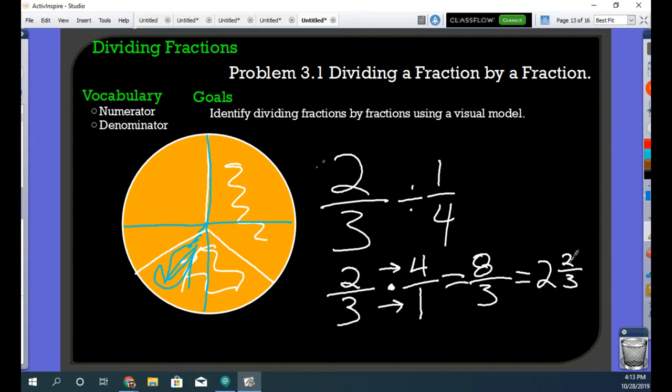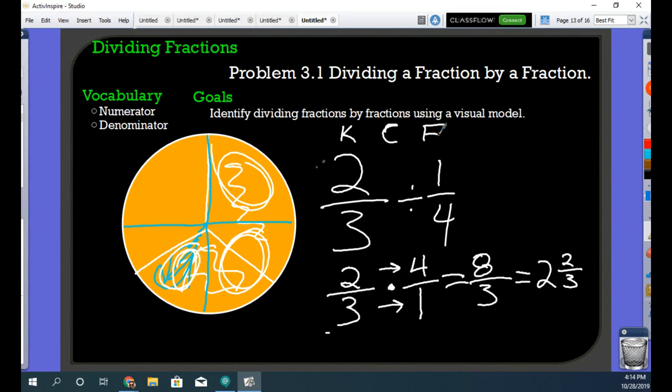And if we look at our visual model, we can see that I've got 1/4 here, 2/4 here, and it appears that this section here that's in our 2/3 is about 2/3 of a fourth. We can still kind of see it, but it's definitely not accurate. When we use this keep, change, flip, keep the first fraction, change your operation, flip the second fraction, most of your students will recognize that.